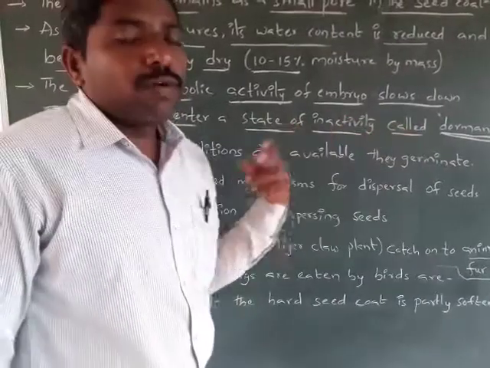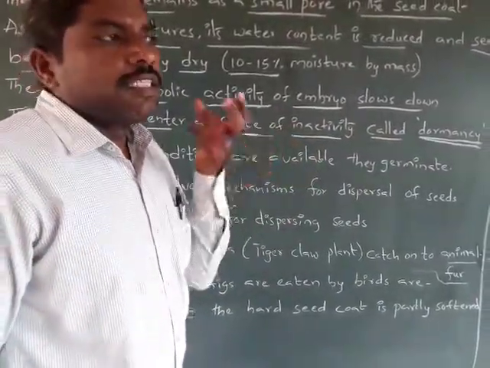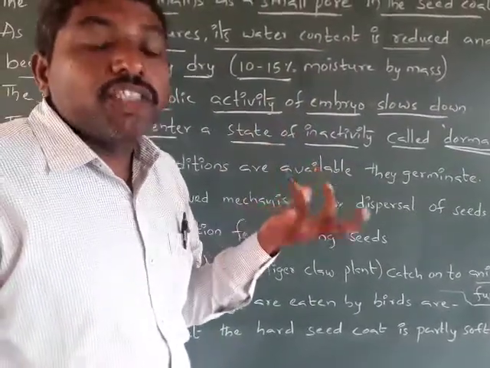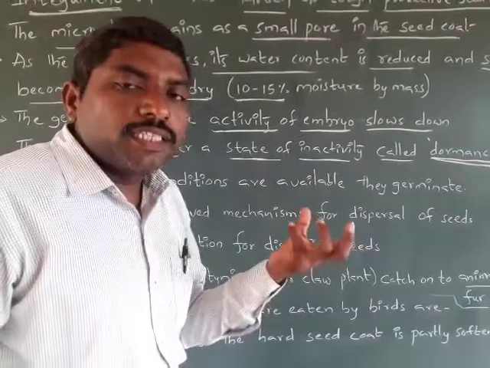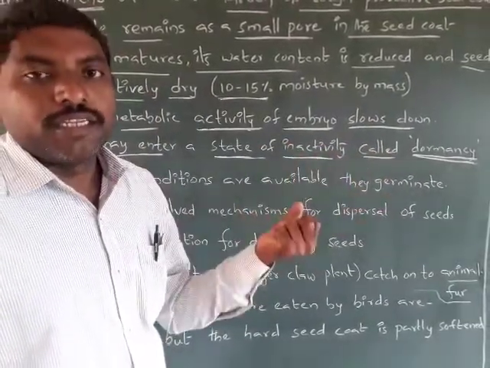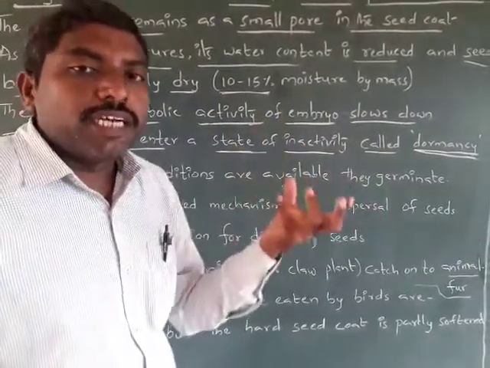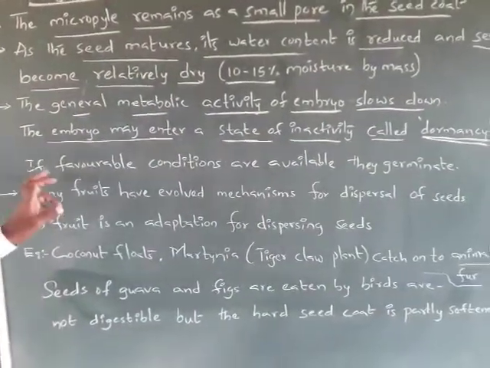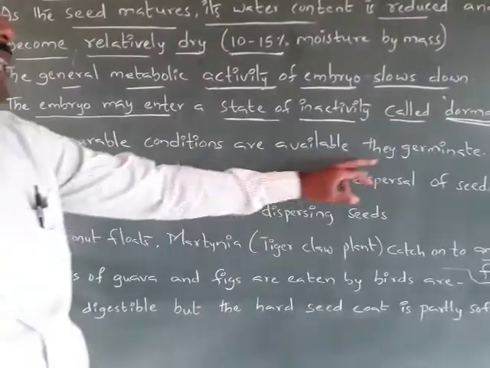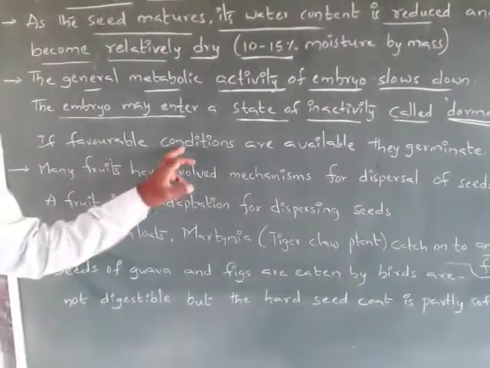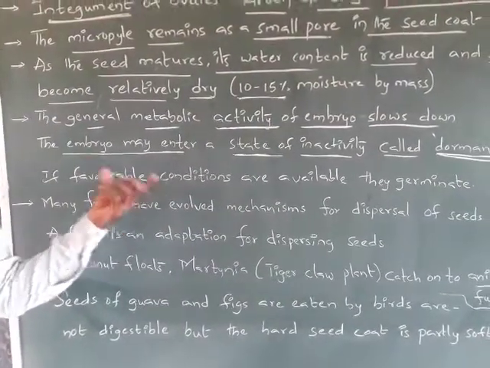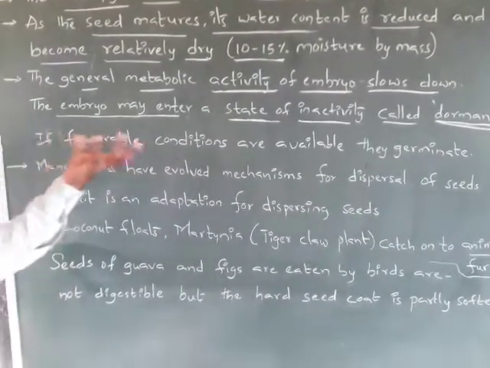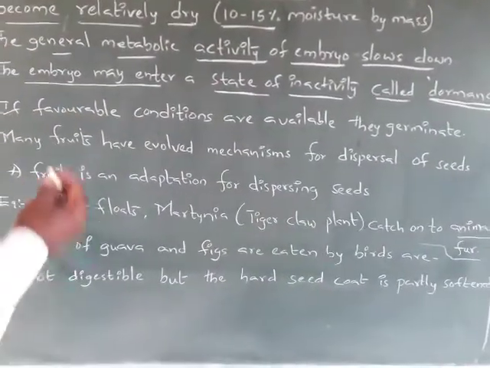In favorable conditions, which means adequate moisture, adequate oxygen, and adequate temperature, that seed will germinate. Only in favorable conditions will the seed germinate. What are the favorable conditions? Adequate water or moisture, adequate oxygen, and adequate temperature. Those are the conditions for germinating seeds.